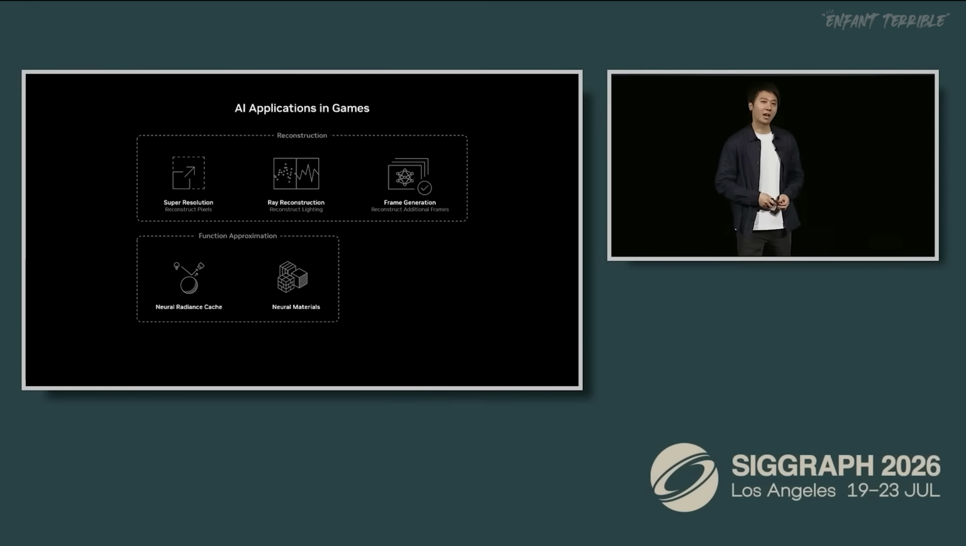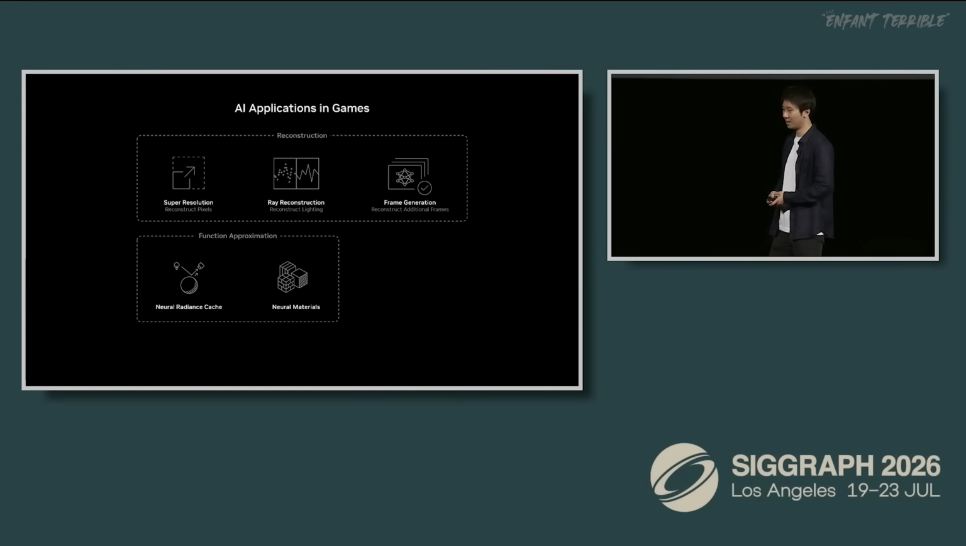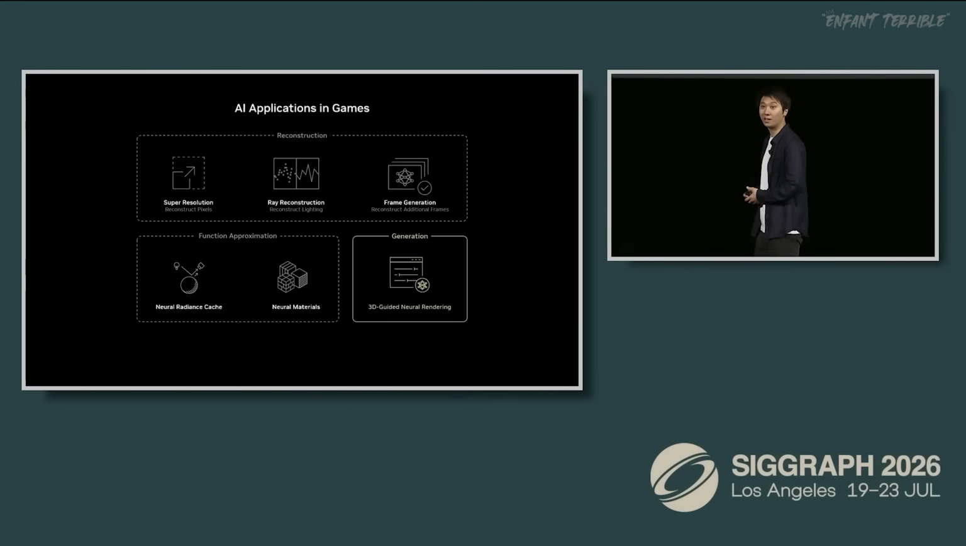And then we also have function approximation. It's technologies like neural radiance cache, neural materials. They use tiny neural networks to approximate some far more expensive computation. And DLSS 5 is adding a third. It's generation. Because right now, the model actually changes and generates the final appearance in the image. And artistic direction now becomes the new ground truth.